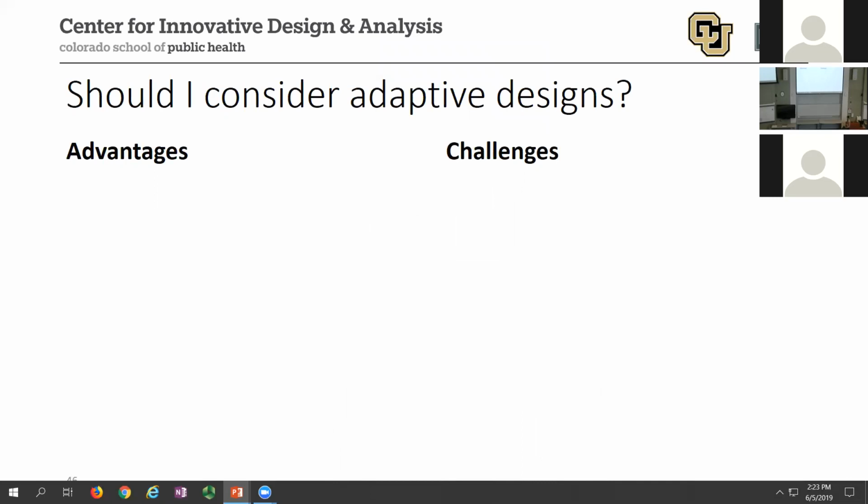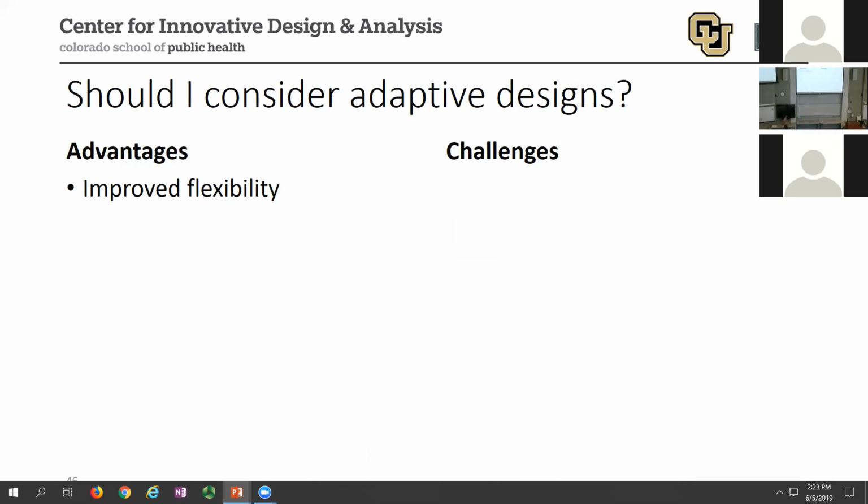So as a wrap up, and this is also included in a very similar format in your worksheet and workbook, is should I consider an adaptive trial or an adaptive design or adaptive components for my next study? So here I just highlight some of the advantages and challenges of these designs to keep in mind when you're evaluating the appropriateness of these methods.